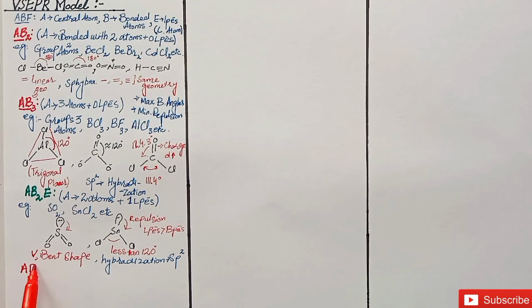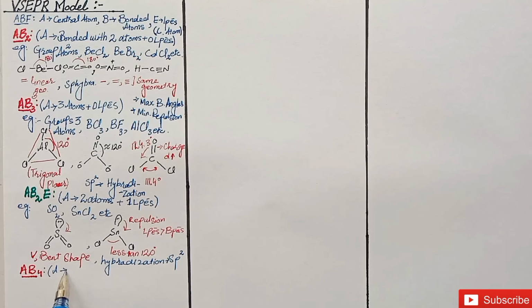AB4 system. Here A is the central atom which is bonded with 4 other atoms and has 0 lone pair electrons. For example, compounds of group 4 elements like CH4, CCl4, SiF4, etc. All these molecules belong to the AB4 system.